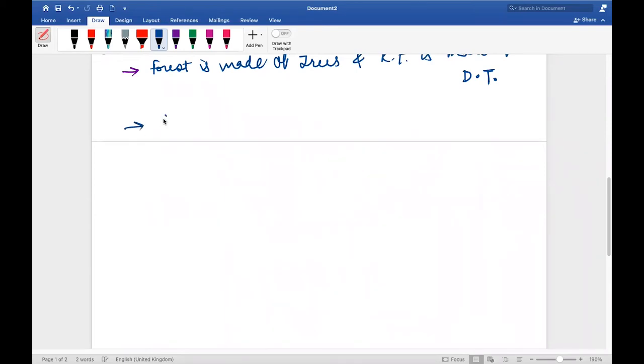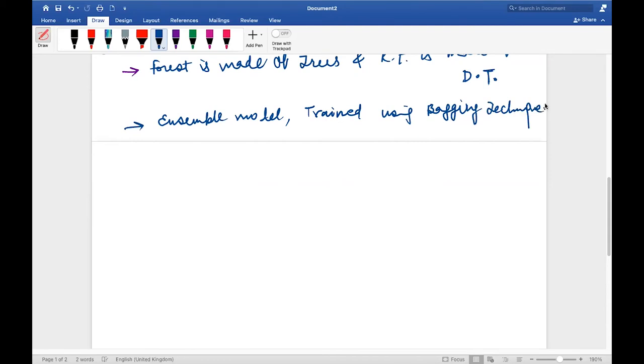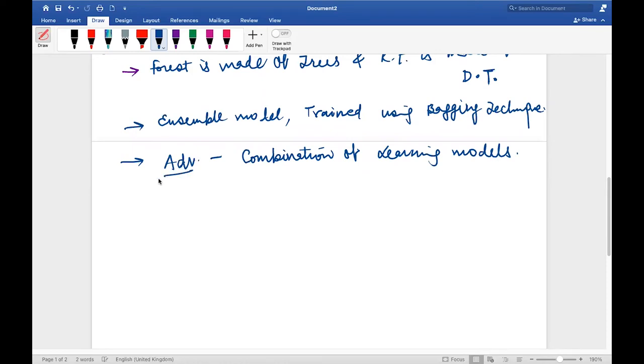What is another concept? It is an ensemble model. And how does the training happen? It is trained using the bagging technique. What makes it different? The advantage is the combination of learning models. Individually, any classification can be wrong, but the chances become very small if you take help from multiple people.